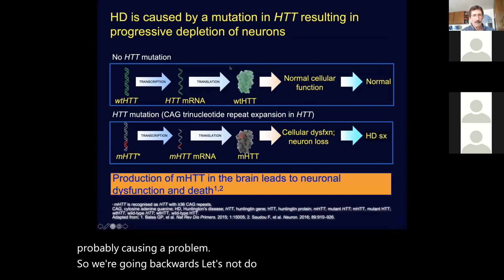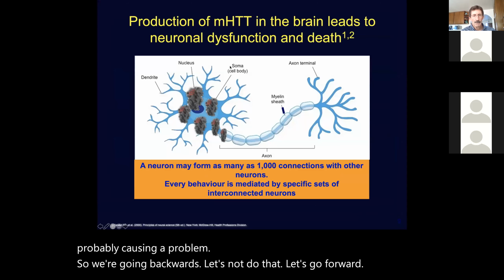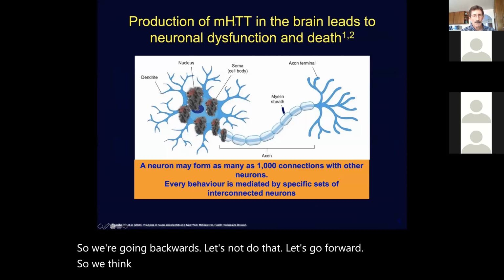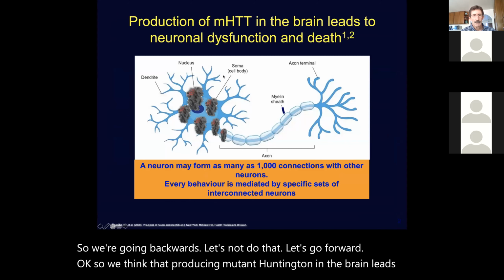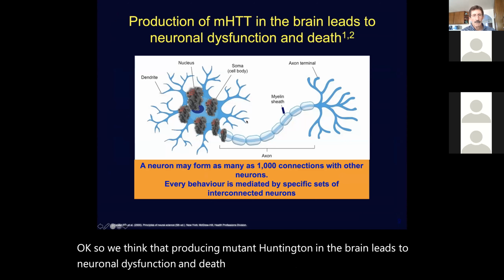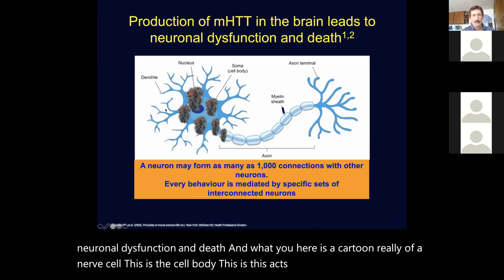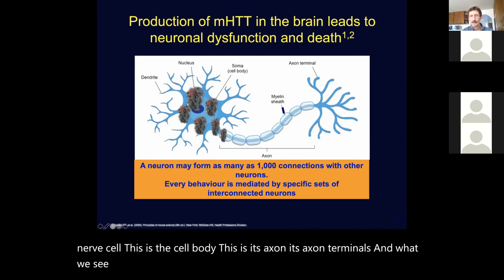Let's go forward. Okay. So we think that producing mutant Huntingtin in the brain leads to neuronal dysfunction and death. And what you see here is a cartoon really of a nerve cell. This is the cell body. This is its axon terminals. And what we see are clumps of mutant Huntingtin in that cell body.